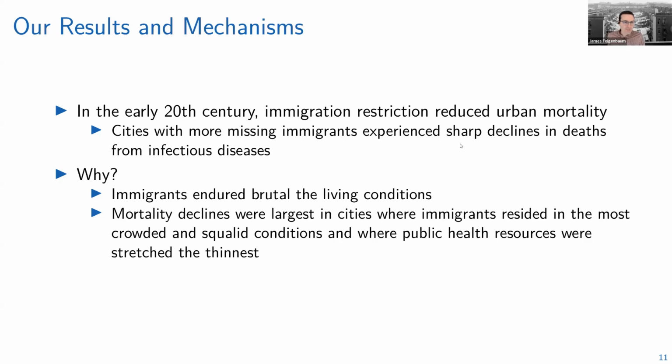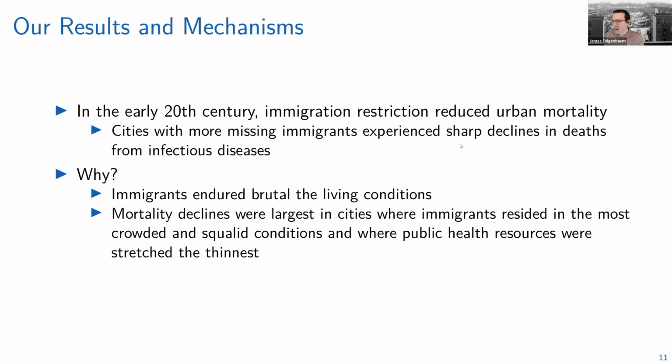So what we find is that in the early 20th century, these immigration restrictions, these quota acts that stopped immigrants from showing up in the US, did in fact reduce urban mortality. We show that the cities with more missing immigrants, places that would have expected to receive a lot more immigrants had the quota laws not closed the border, have really sharp declines in death from infectious diseases.